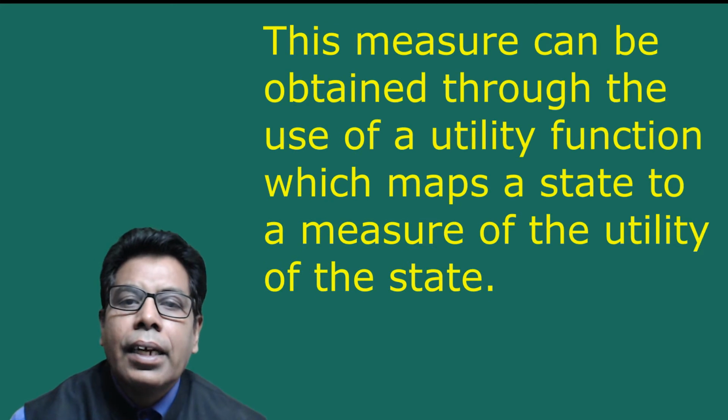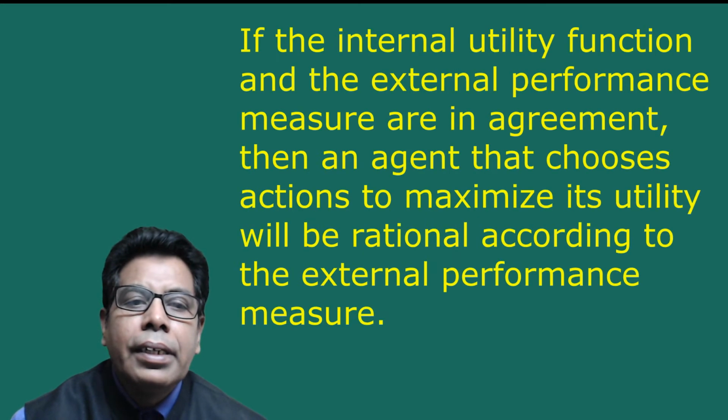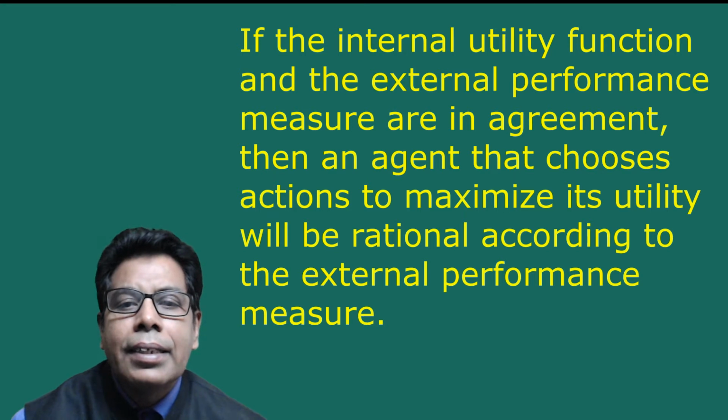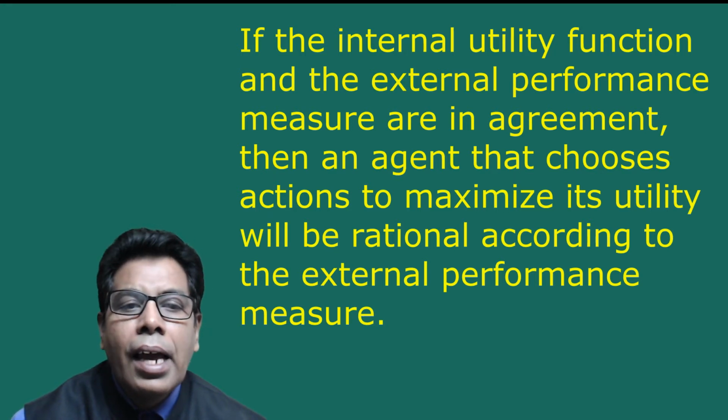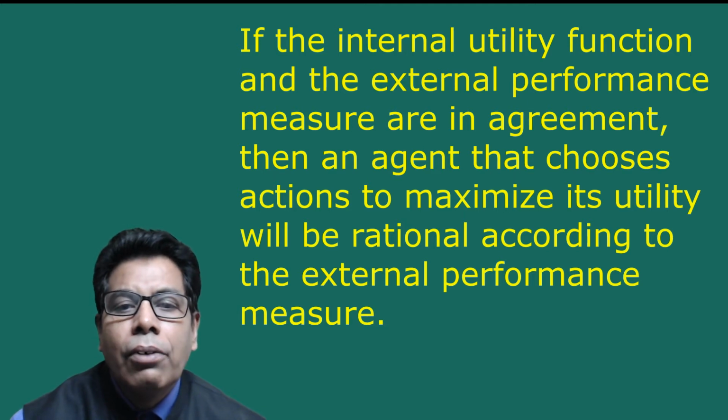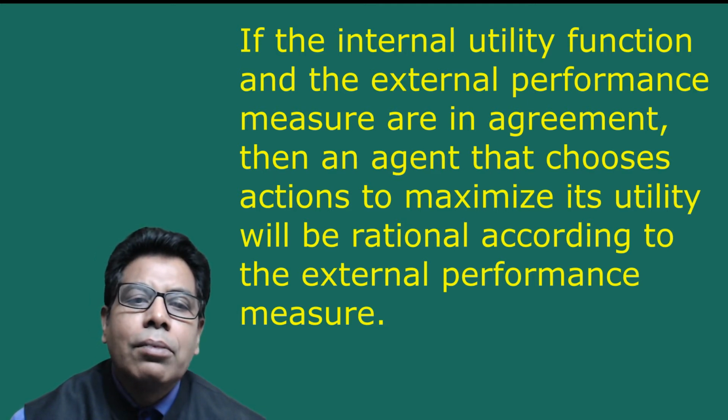It is possible to define a measure of how desirable or useful a particular state is. This measure can be obtained through the use of a utility function, which maps a state to a measure of utility of the state. An agent's utility function is essentially an internalization of the performance measure. If the internal utility function and the external performance measure are in agreement, then an agent that chooses actions to maximize its utility will be rational according to the external performance measure.